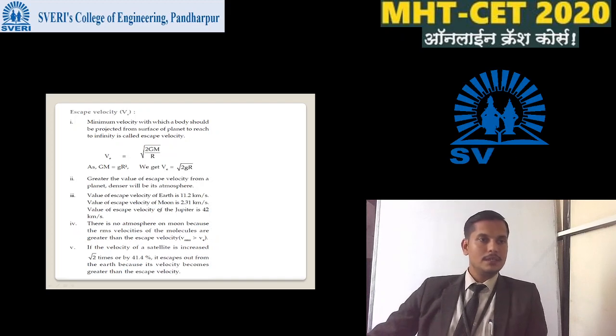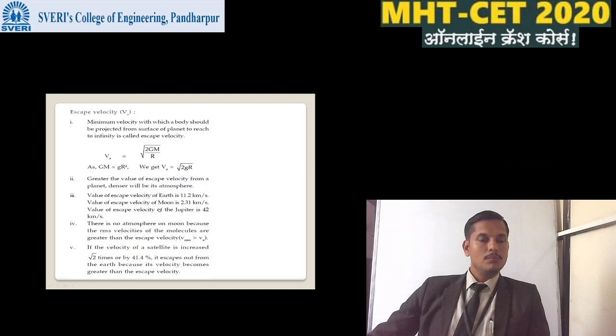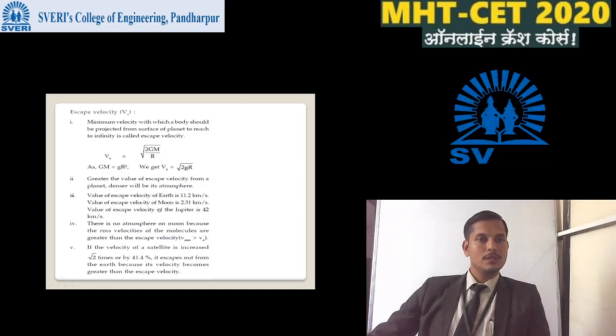Next is escape velocity. So let us read these points. Minimum velocity with which a body should be projected from the surface of a planet to reach infinity is called the escape velocity.